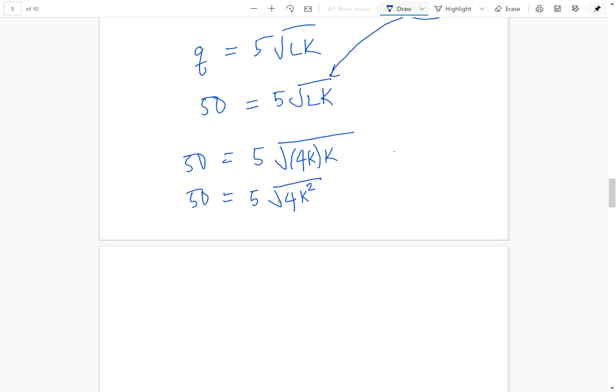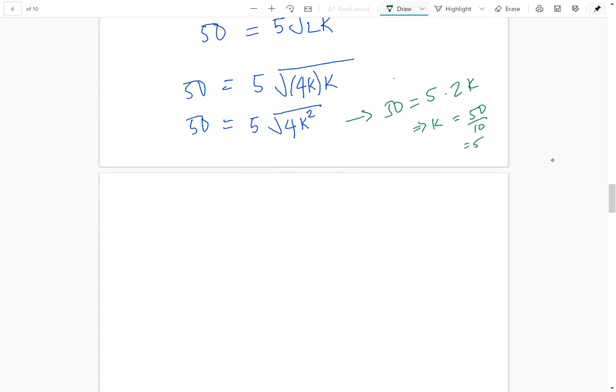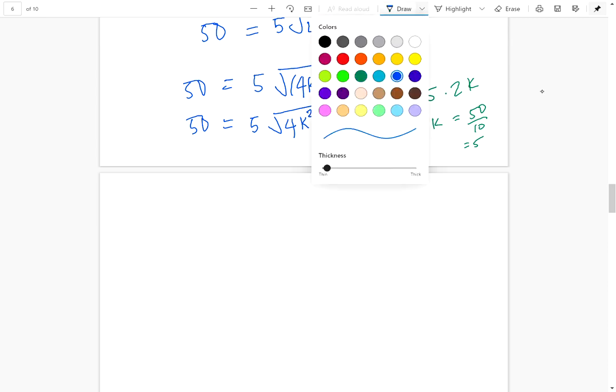Now, we can apply the square root to each of these terms quite easily, where we would have 50, just going to do this on the side here. It's quite nice. So we would have 50 is equal to 5 times 2K, right? Because the square root of 4 is 2, and the square root of K times K is K. All right, and then we can solve for K as 50 divided by 10, which is 5. Now, we might not end up with a nice function or nice equation under the square root, so let's do it the longer way here.